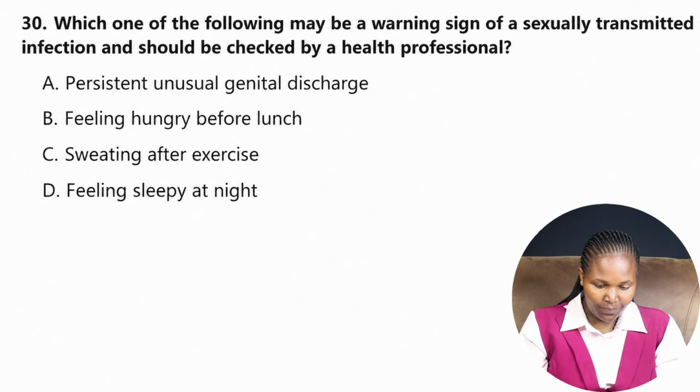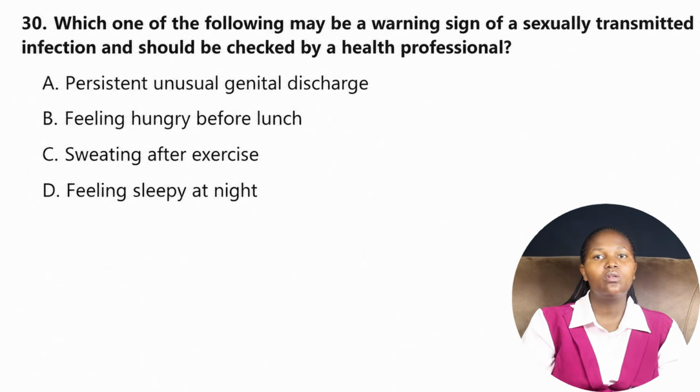Question 30. Which one of the following may be a warning sign of a sexually transmitted infection and should be checked by a health professional? A. Persistent unusual genital discharge. B. Feeling hungry before lunch. C. Sweating after exercise. D. Feeling sleepy at night. That is a very easy question. The correct option is A.